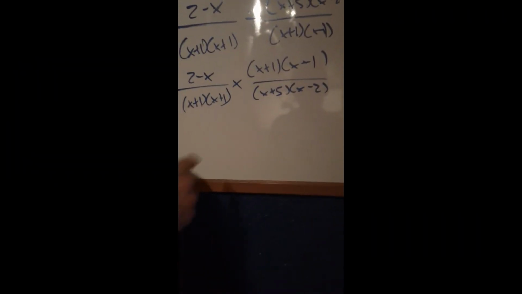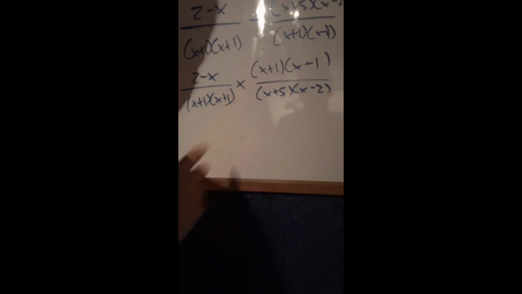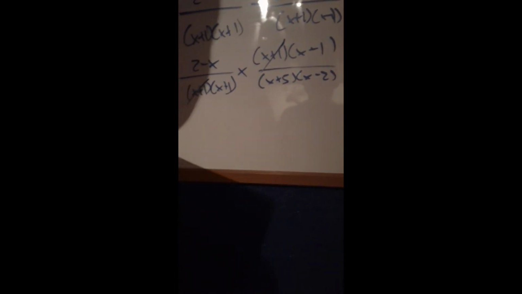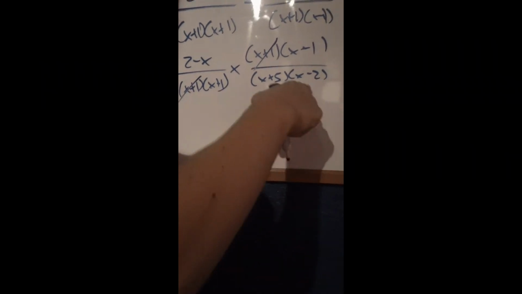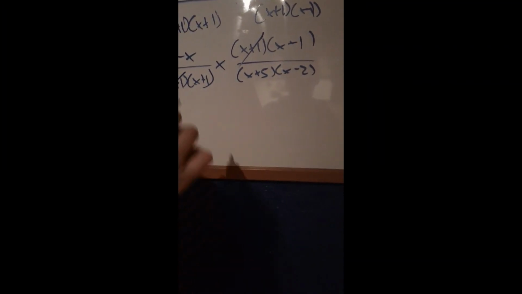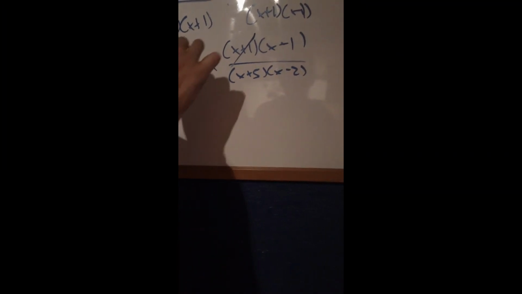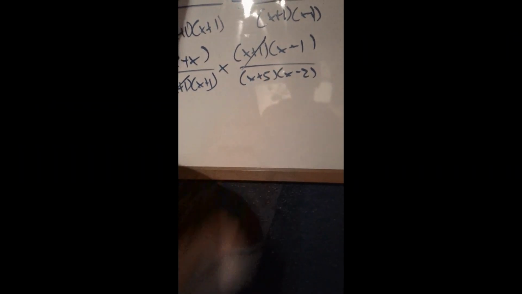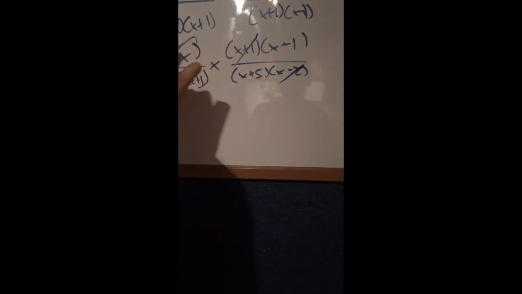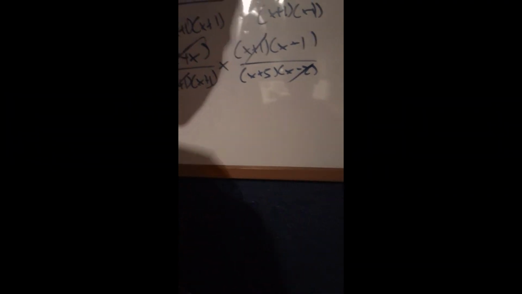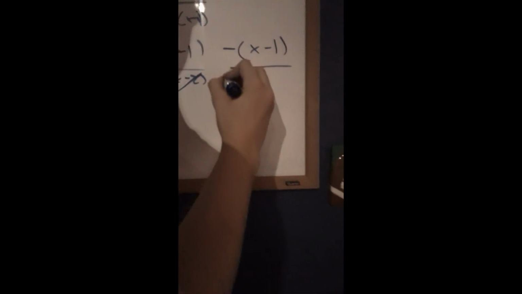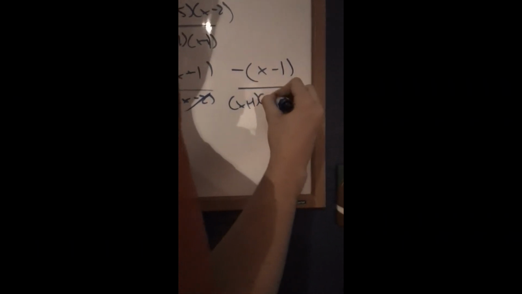Now this is where you can cancel. These three factors are the same, but you can only cancel one of each, so you cancel x plus 1 and x plus 1. You'd think that's it, but 2 minus x and x minus 2 are different. But what you can do is factor out a negative 1, changing this to negative 2 plus x, which is the same as x minus 2. You can now cancel these. And since this has been changed to multiplication, you just multiply straight across. So we're going to have negative x minus 1 over, multiplying across in the denominator, x plus 1 and x plus 5.